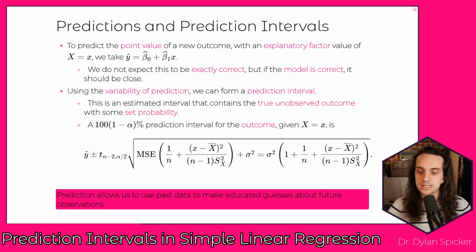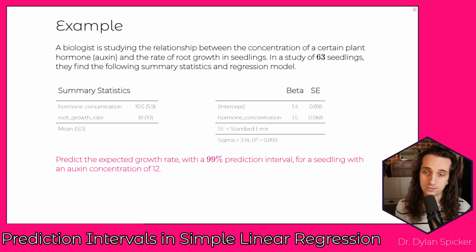So prediction is going to allow us to use our past data to make educated guesses about what we're going to observe in the future. And that's going to be a very powerful way of using linear regression. So we can take a look at some examples here, right?